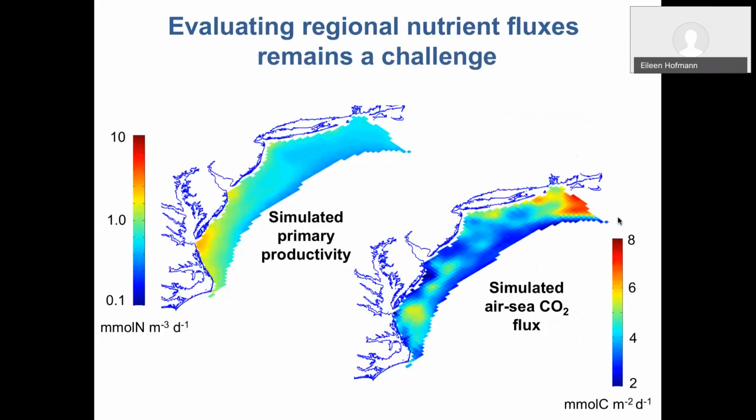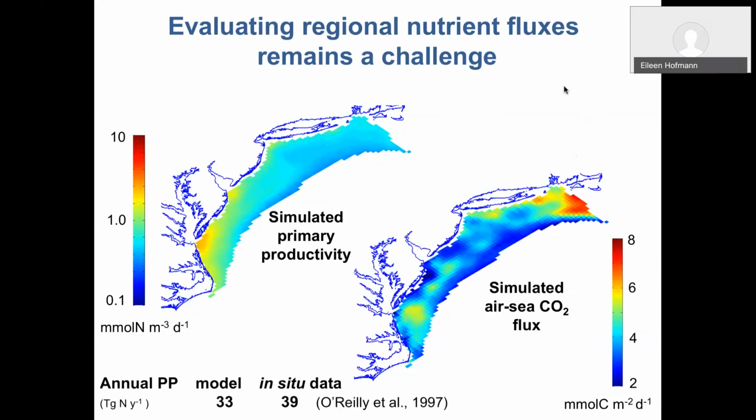All right, so the other thing here, as I said at the beginning, we're looking at regional fluxes. If we want to evaluate nutrient fluxes, I think that's one of the real challenges we have. We can simulate primary production. We can get these beautiful looking fields. We can simulate air-sea CO2 fluxes. Those come out of the model as products from our model. But how do we assess whether or not these are even realistic?